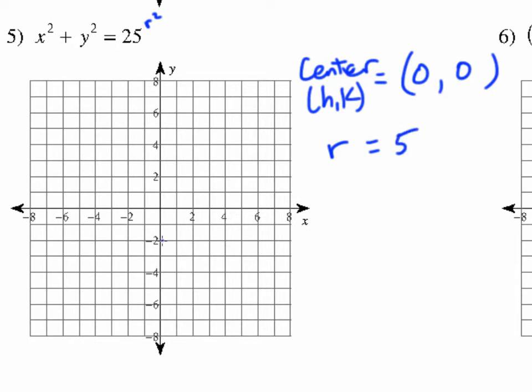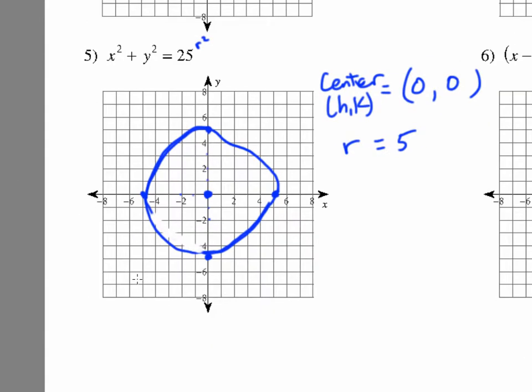So you plot your center as 0, comma 0. Your radius is 5, so let's go up 5: 1, 2, 3, 4, 5. Down 5. Left 5. And right 5. And that is our circle. Wow, that looks like a football. Okay, I'm going to erase that. There we go.